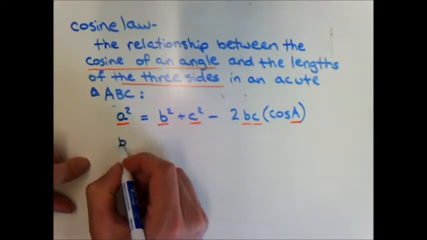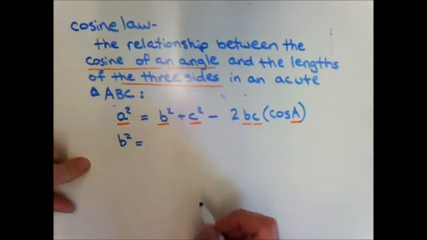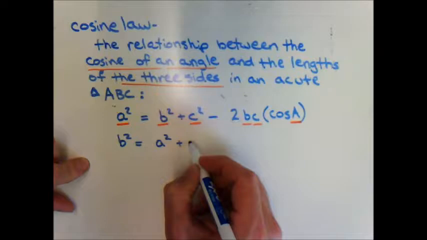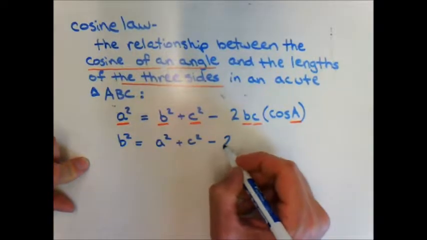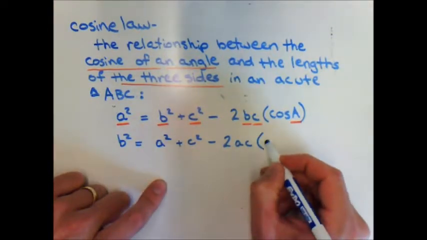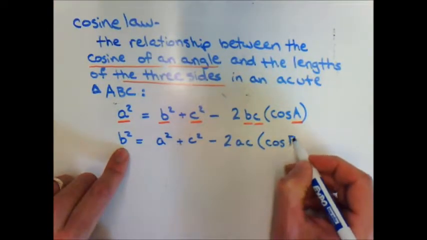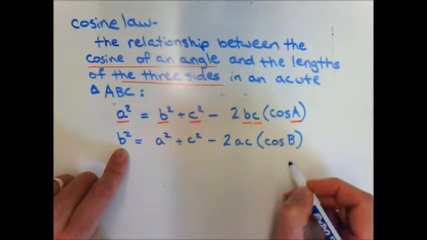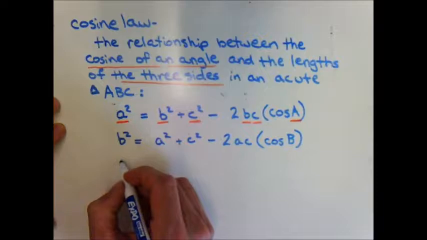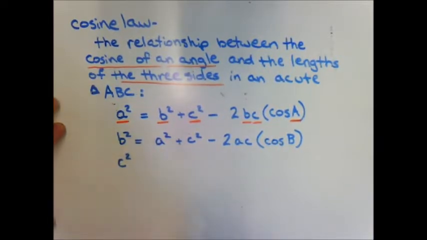If we were finding side length b, we would write it this way. The other two sides would be over here, a squared plus c squared. We'd go minus those other two sides, because we know those lengths, and times the cosine of the opposite angle, which in this case is now b. There's a third form to this equation to help us find the length of side C. I'm going to let you do that one on your own. You can check my board afterwards to see if you got yours correct.